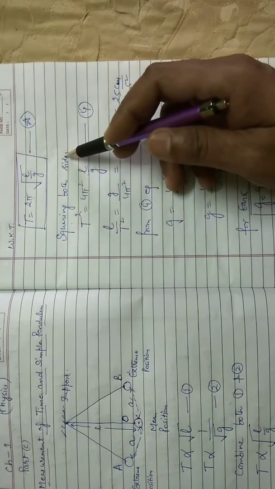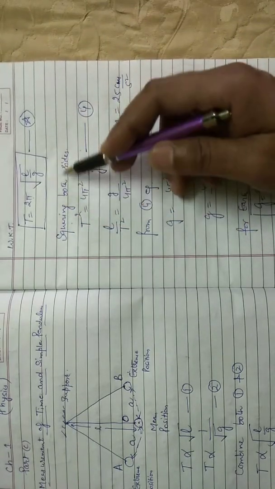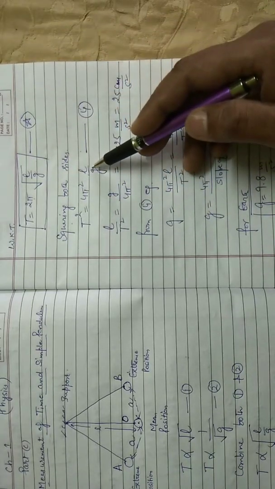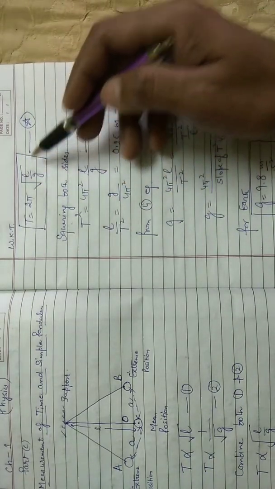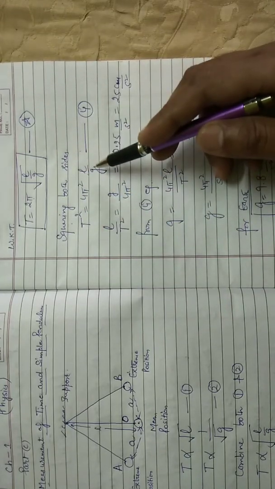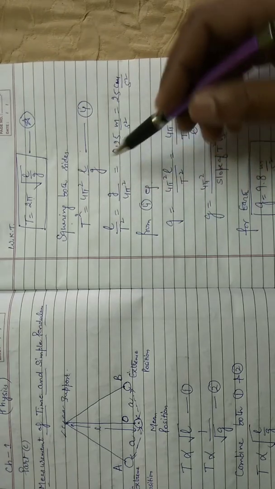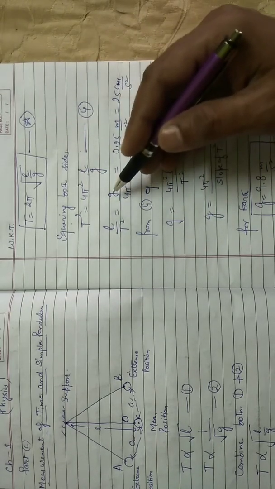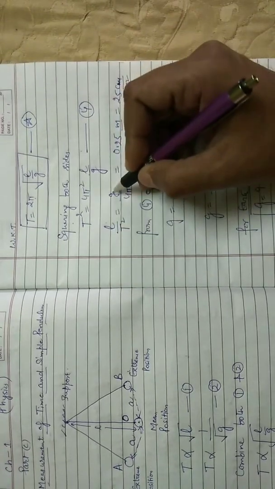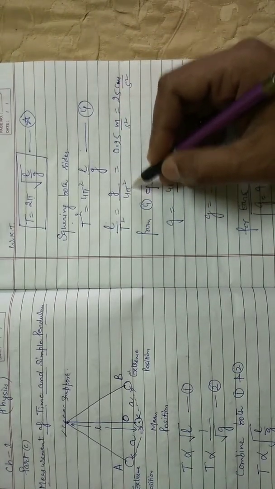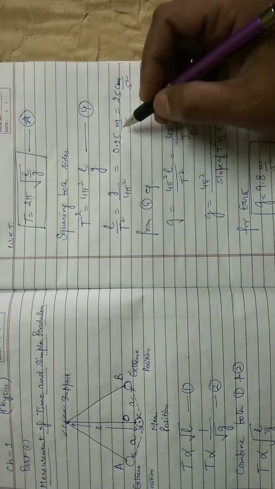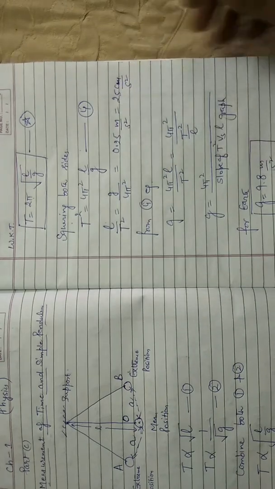Now squaring both sides, you will get T square equals 4 pi square L upon g. The square root will cancel with the square. Rearranging L by T square to this side, you get g upon 4 pi square. If you solve this L upon T square factor, as you know the gravity value is 9.8, divided by 4 pi square, you will get 0.25 meter per second square. And this is the same as 25 centimeter per second square.